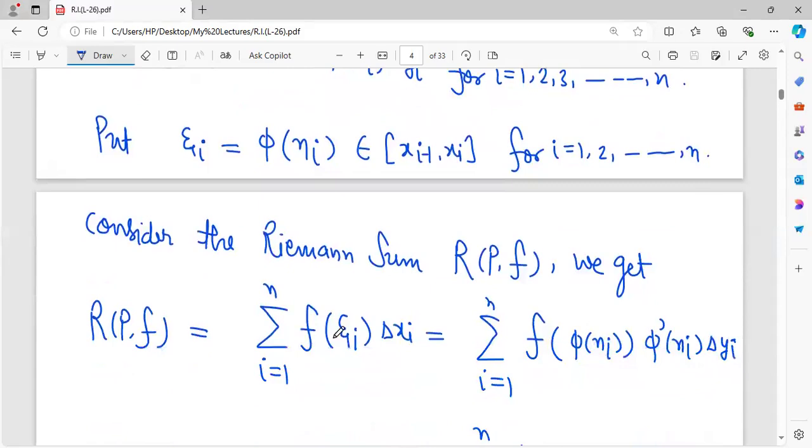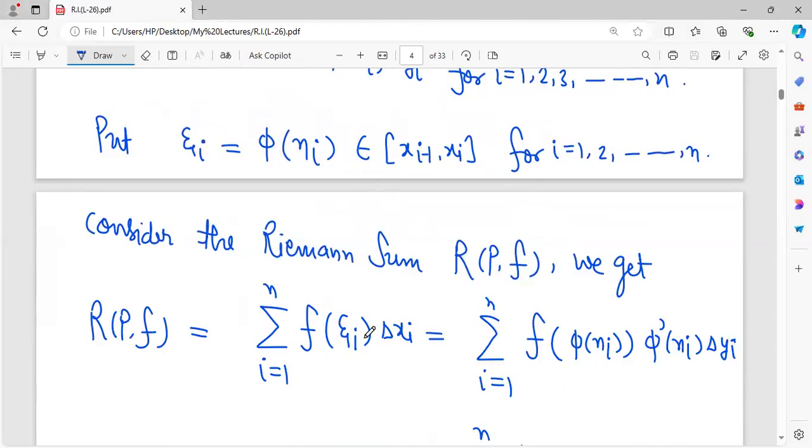Okay, so what is this? I'm taking ξ_i as this. So this will belong to this interval because φ is a function from [α, β] to [a, b], and it is mapping the interval [y_{i-1}, y_i] to the interval [x_{i-1}, x_i].